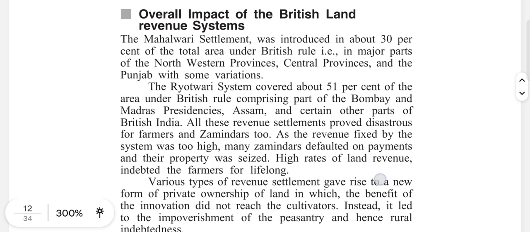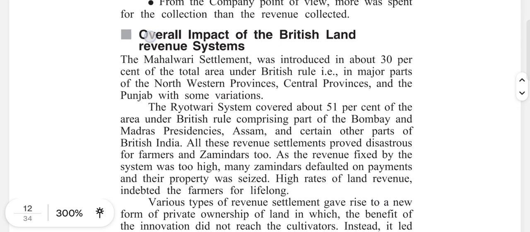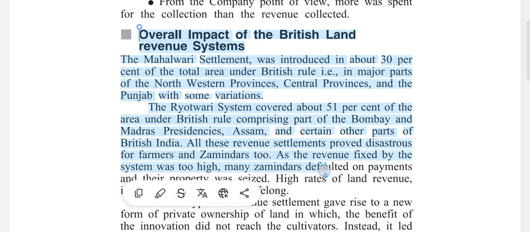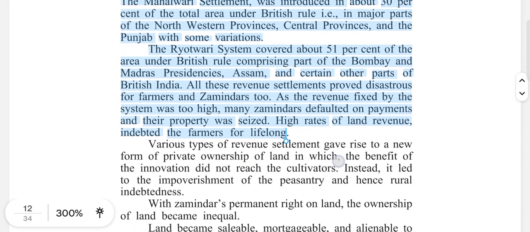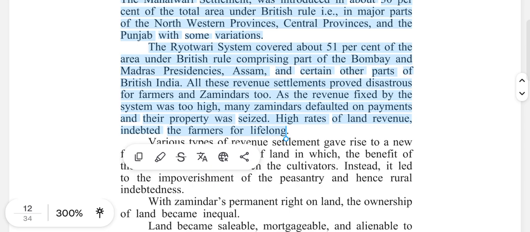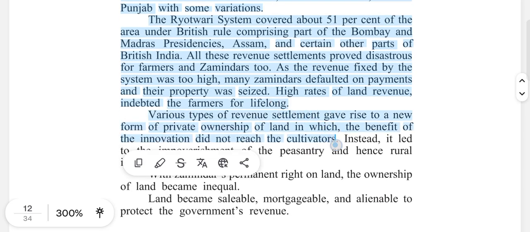Overall impact of the British land revenue systems. The Mahalwari settlement was introduced in about 30% of the total area under British rule, i.e., in major parts of the northwestern provinces, central provinces, and the Punjab with some variations. The Ryotwari system covered about 51% of the area under British rule, comprising part of the Bombay and Madras presidencies, Assam, and certain other parts of British India.